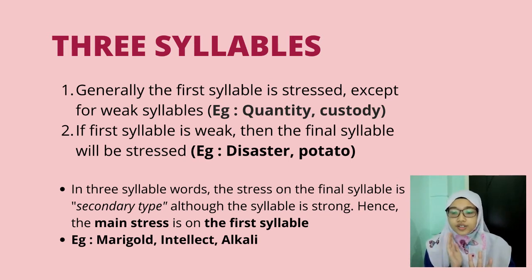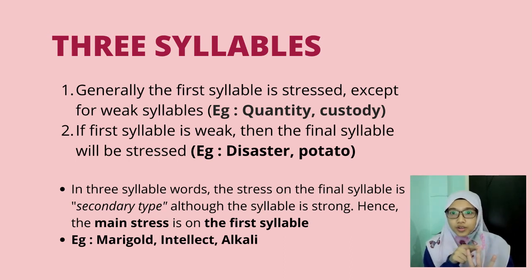The different case is when the first syllable is weak, so the stress will be on the final syllable. Take a look at words like disaster and potato. In three-syllable words, the stress on the final syllable will usually be secondary stress, which means it is a weaker type than the primary one. Although the last syllable is strong, this means that the main stress is still on the first syllable.